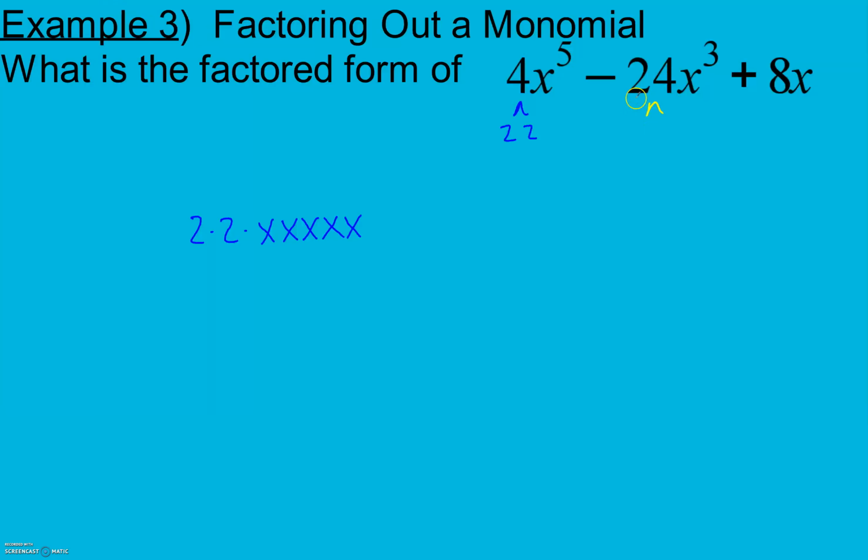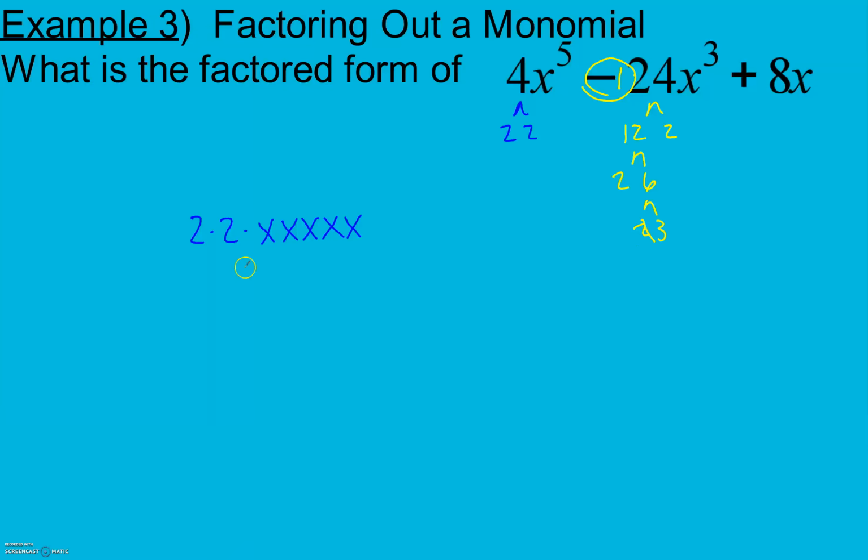24, I'm going to break down 12 times 2, 2 times 6, and 2 times 3. Doesn't matter how you break it down. You could have done 4 and 6, 3 and 8. Doesn't matter as long as we get all the way down to our common factors. And then remember that we have a negative 1 times that as well.